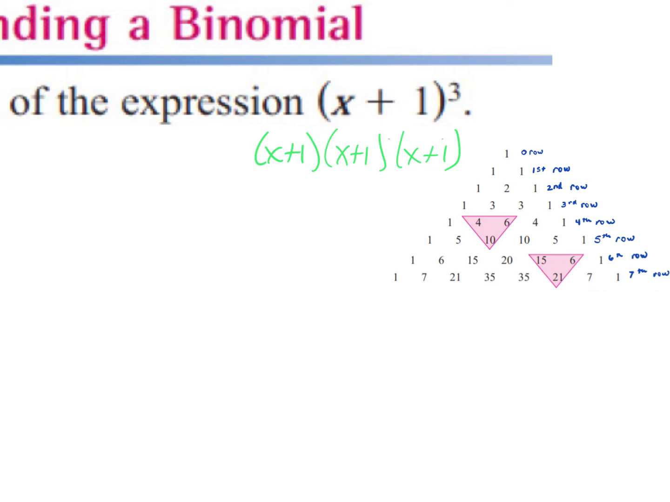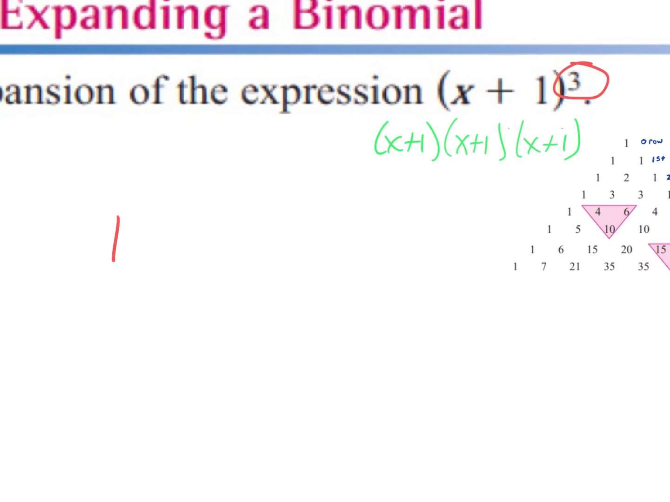But the first thing we do, okay, follow along. I'm going to do 4 examples with you. We're going to do the same thing every time. The first thing we do is identify the row of Pascal's triangle that we're talking about. So what row? 3rd row, right? So what are the numbers I'm writing? 1, 3, 3, 1. Perfect.